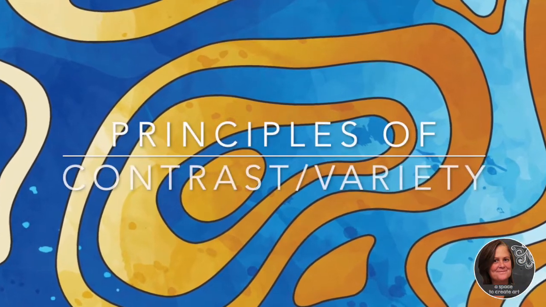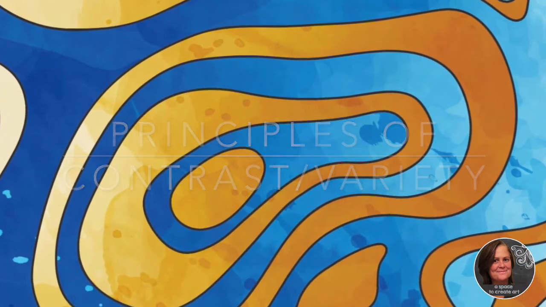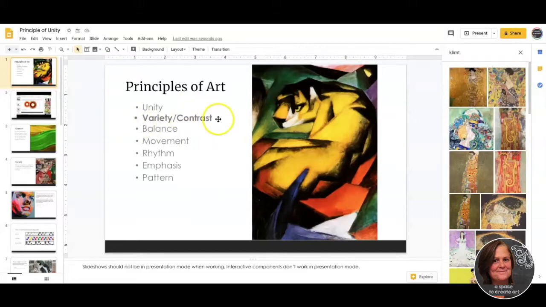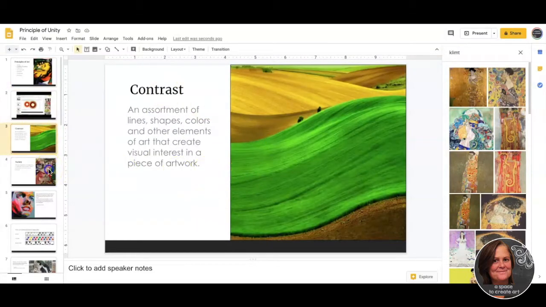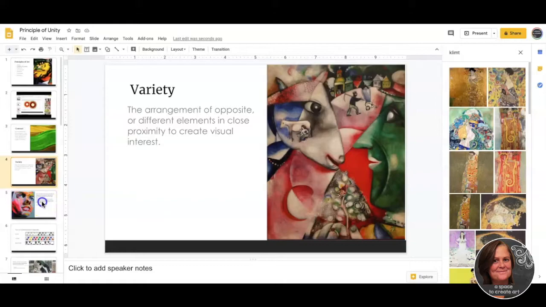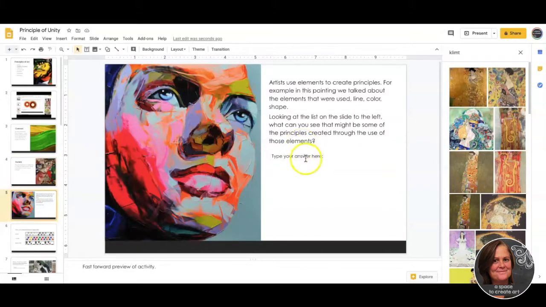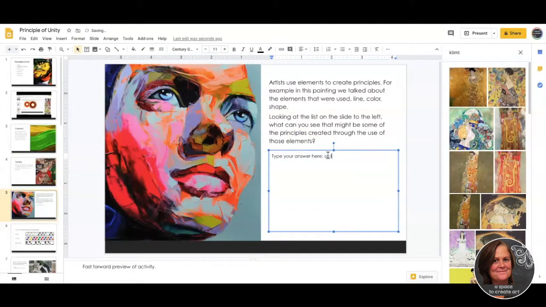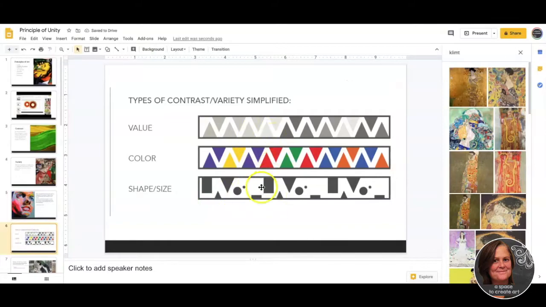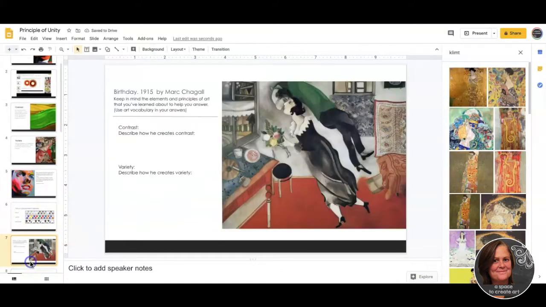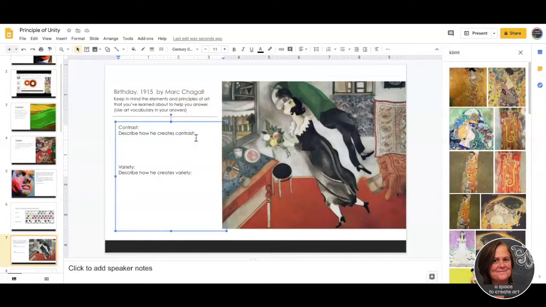Okay, so let's learn about the principles of contrast and variety. So the first thing you're going to do is read the definitions for contrast and variety, and then you're going to describe the contrast and variety you see in the painting on the left by Françoise Neely. Then you're going to look at examples for different types of contrast, and then you're going to take this Marc Chagall painting and talk about contrast that you see and the variety that you see in that painting.